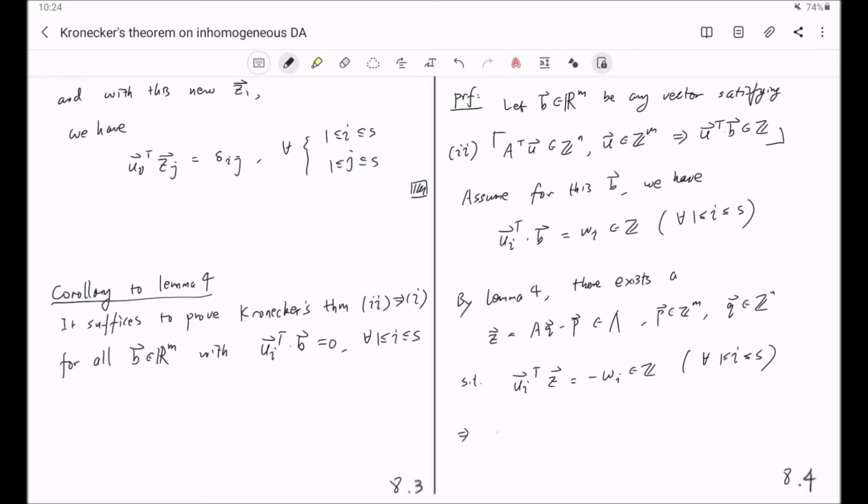And it follows that U_i transpose times (Aq minus p plus b) is equal to 0 for any i greater than equal to 1 less than or equal to s. And now you see, this follows from adding up those two equations. That is why we choose negative sign here, so that we get the plus sign here. Otherwise, we get a negative sign, but it doesn't matter.